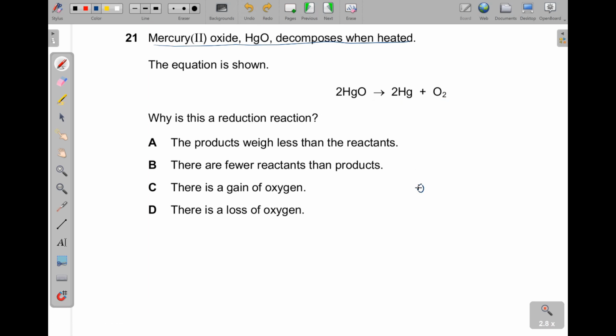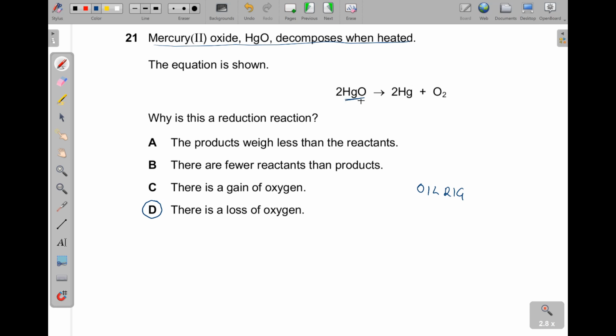Now we know, using this acronym OIL RIG, that reduction is gain of electrons and oxidation is loss of electrons. And also, oxidation can be regarded as gaining of oxygen, reduction, loss of oxygen. You can see here that mercury is having oxygen, but then here it has lost the oxygen. So loss of oxygen has to be reduction. And so our answer here is D. There is a loss of oxygen.